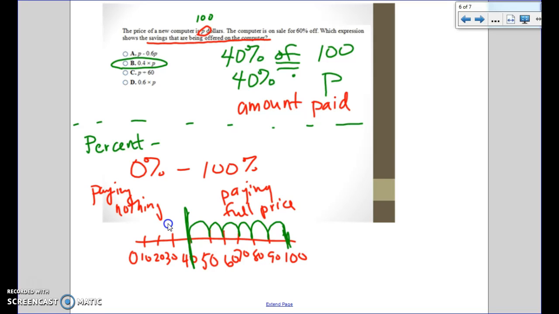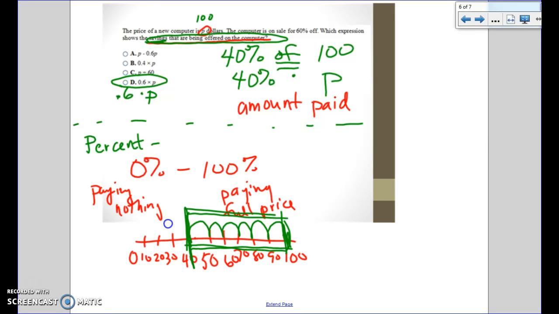Unfortunately, it asks us the savings that are being offered. So how much money are we saving? Well, we're saving the green lines here. We're saving this 60%. So instead of 0.4 times P, it wants to know how much we're saving. That would be 0.6 times P. That's how much we're saving. So I apologize that I began by making a mistake on that one. So make sure, even Mr. Gillum, you have to read the question very carefully. It asks us the savings that are being offered, and so the amount saved is 60%.